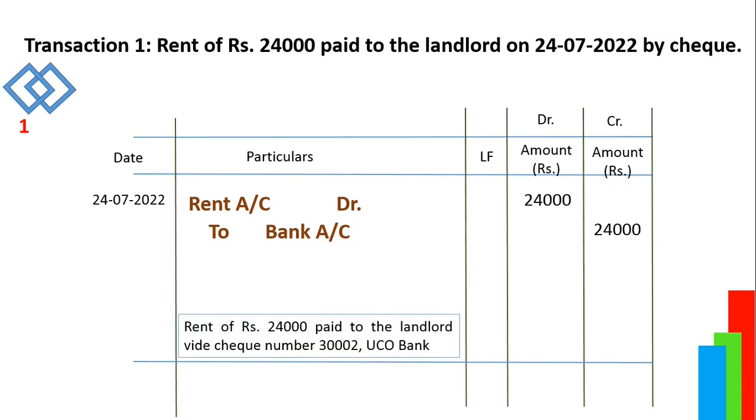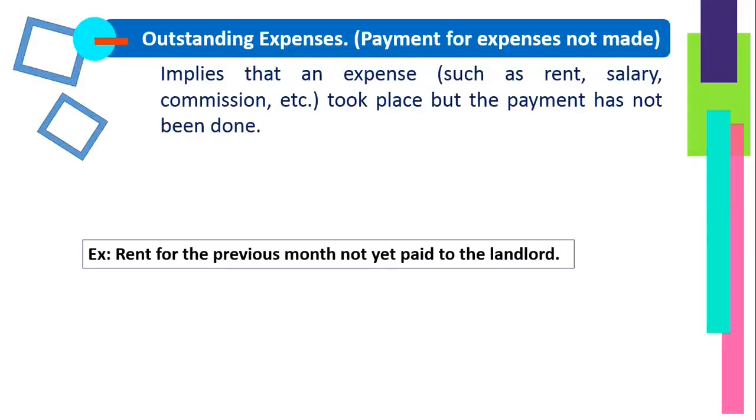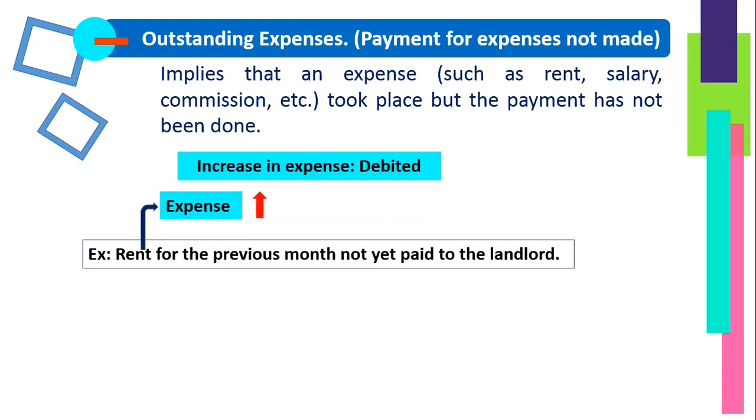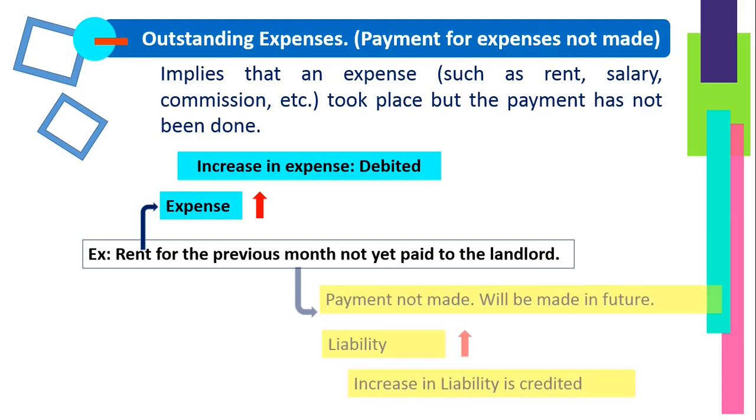Sometimes a business may not have made the payment for an expense when it was due, but it might have promised to pay at some future date. For example, the business has not cleared the payment of rent for the previous month. In this case, the business has enjoyed the accommodation for the previous month and the time period has also passed. Hence, the expense did take place but the payment was not made. Because the payment was not made, it became a liability for the business. The amount for rent will have to be settled at some future date.